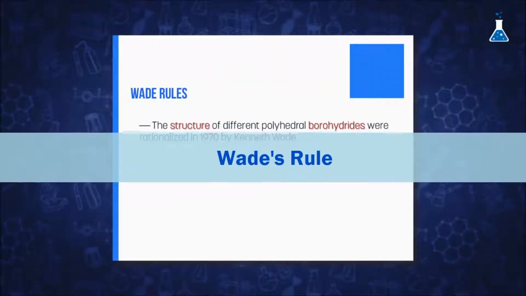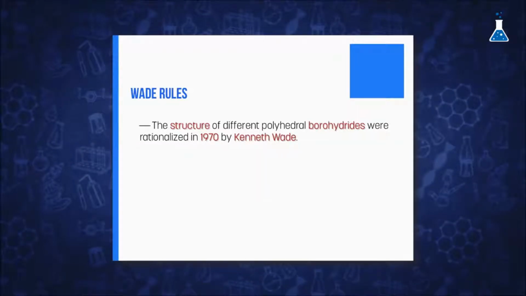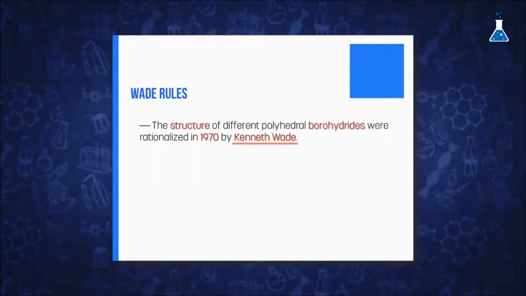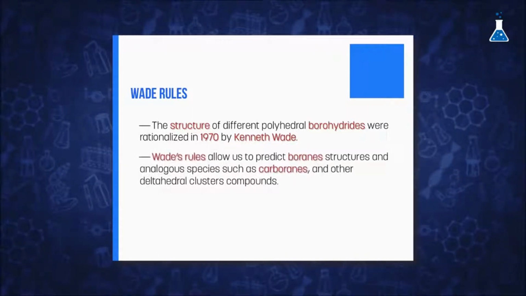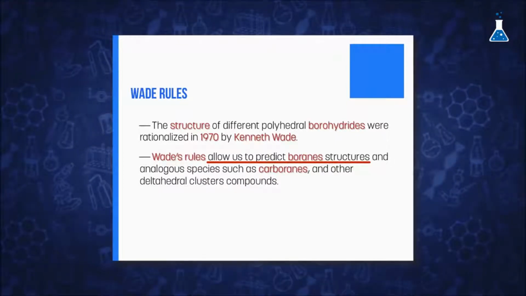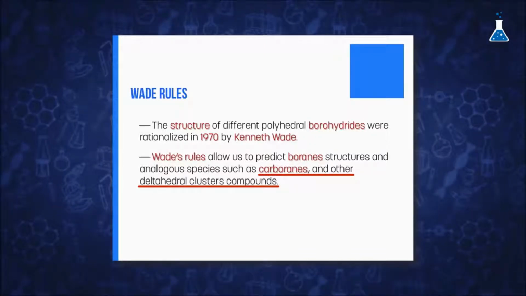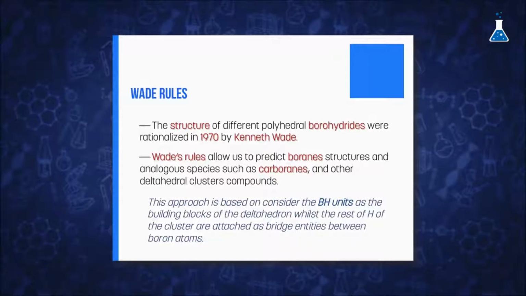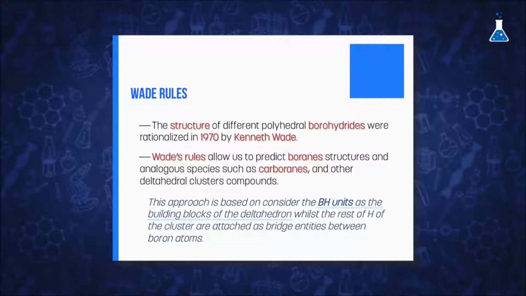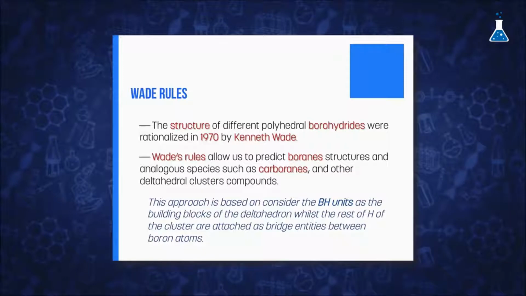Wade's rules: the structures of different polyhedral borohydrides were rationalized in 1970 by Kenneth Wade. Wade's rules allow us to predict borane structures and analogous species such as carboranes and other deltahedral cluster compounds. This approach considers the BH unit as the building block of the deltahedron, while the rest of the hydrogens of the cluster are attached as bridging entities between boron atoms.